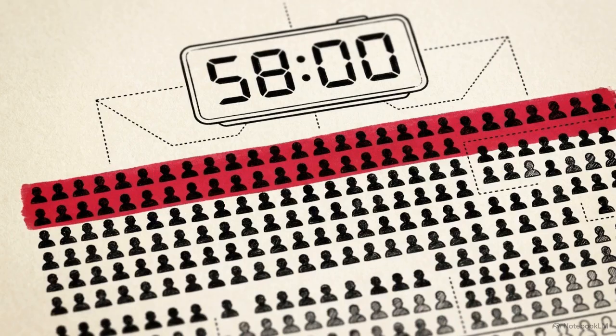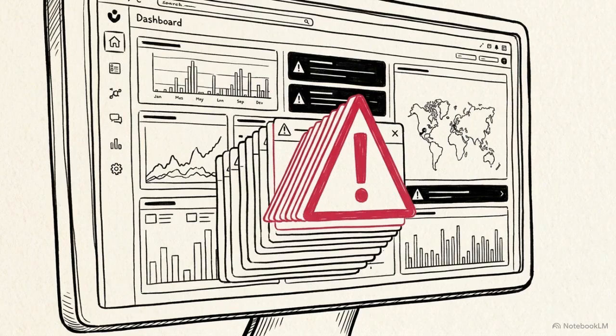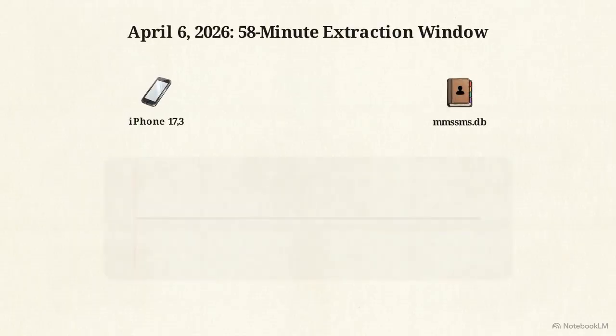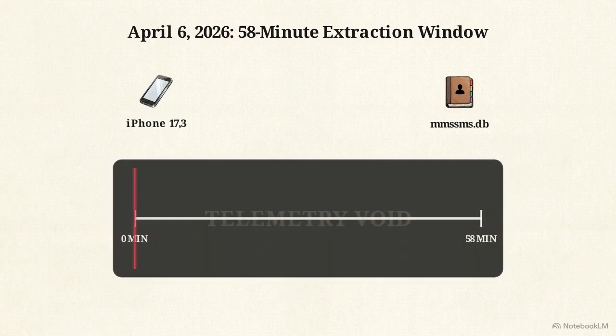Over 58 continuous minutes, the malware systematically harvested the contact database. A data transfer of this scale normally triggers network alarms, but local sensors and TLS monitors registered no anomalies. The external perimeter remained silent. This timeline identifies the exact 58-minute extraction window.